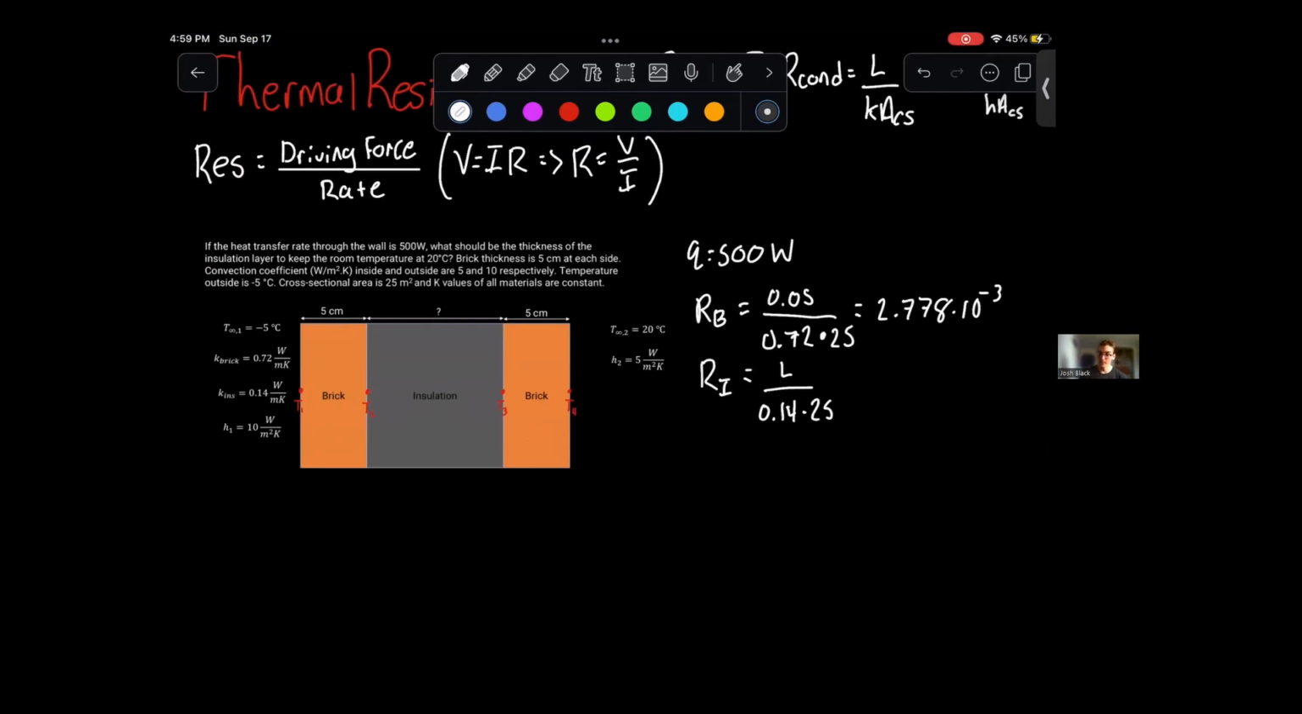Now we've got to factor in the convection outside and inside, because this is also going to change the resistance. It's going to change the heat and also change the temperature. So our convection will start outside. That's equal to 1 over h times the cross-sectional area. h outside is 10. That is equal to 4 times 10 to the -3. Our convection inside is equal to 1 divided by 5 times 25. That's equal to 8 times 10 to the -3.